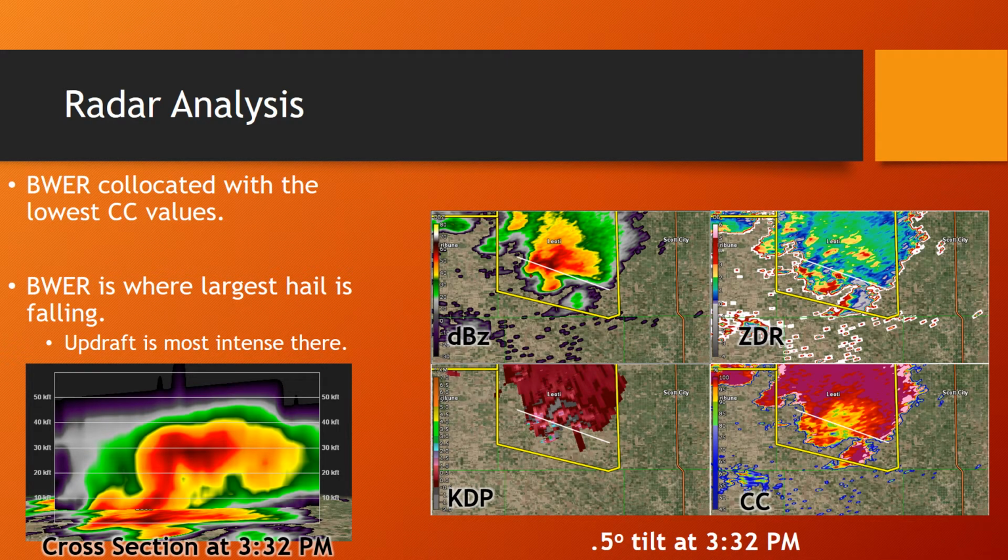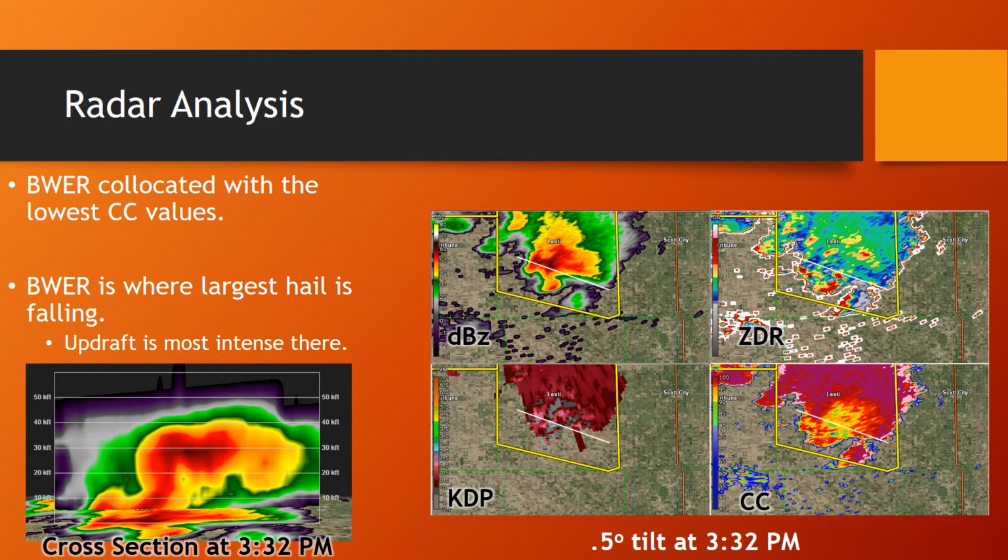Moving ahead to 3:32 p.m. The storm is now south of, not Tribune, but Leoti rather, in Wichita County. So the BWER is still in place, as you can see with the insert there in the lower left, and it's quite healthy. I think this might have been the most intense that the BWER looked in the storm's lifetime, at least over our area.